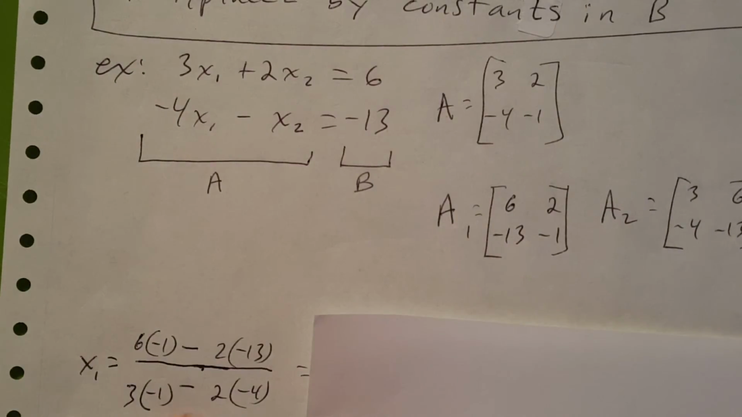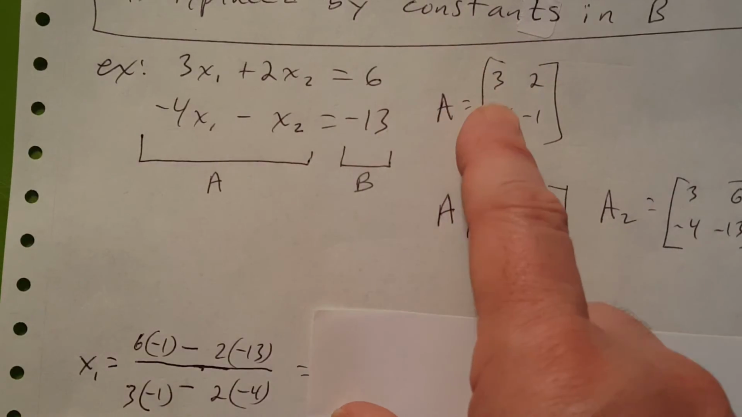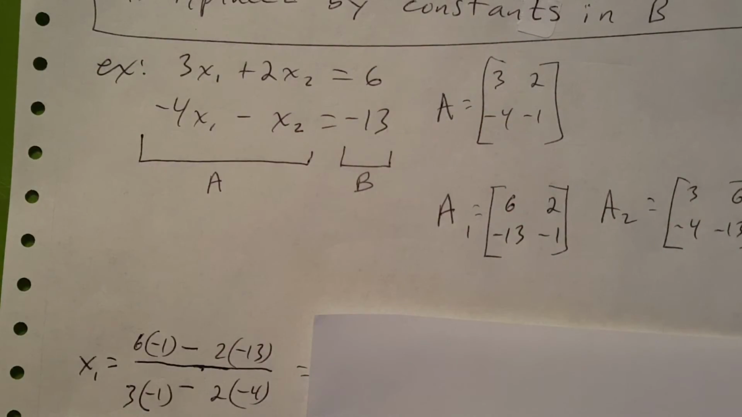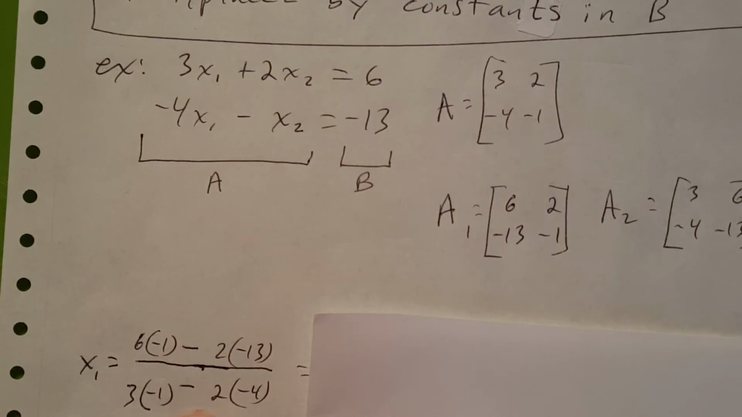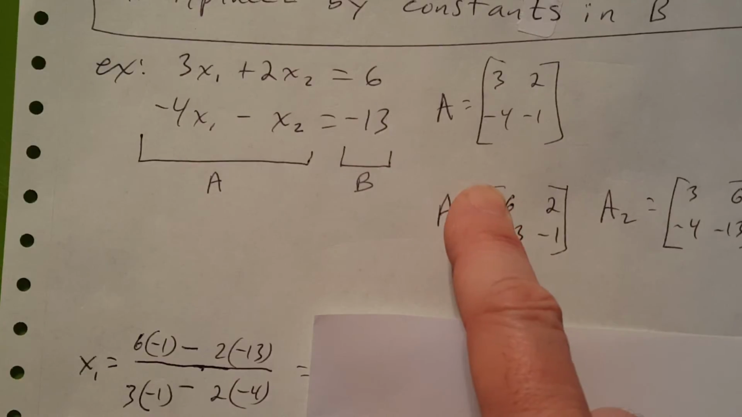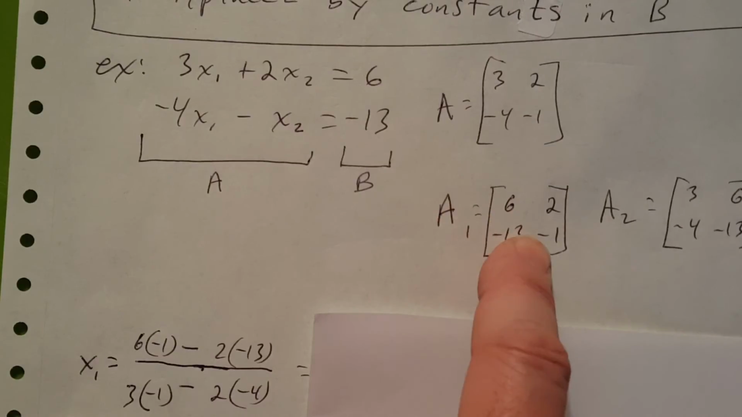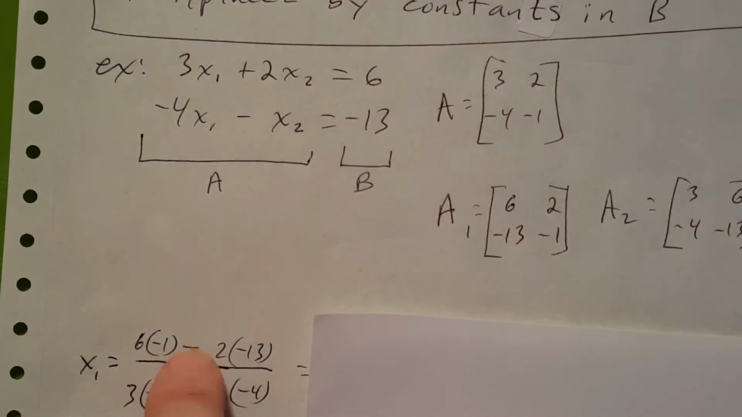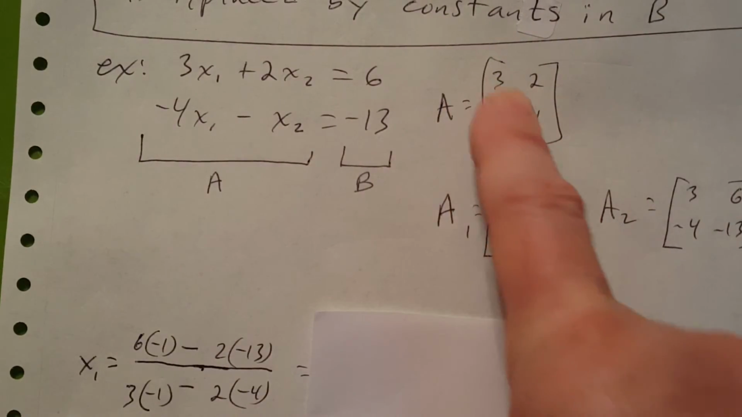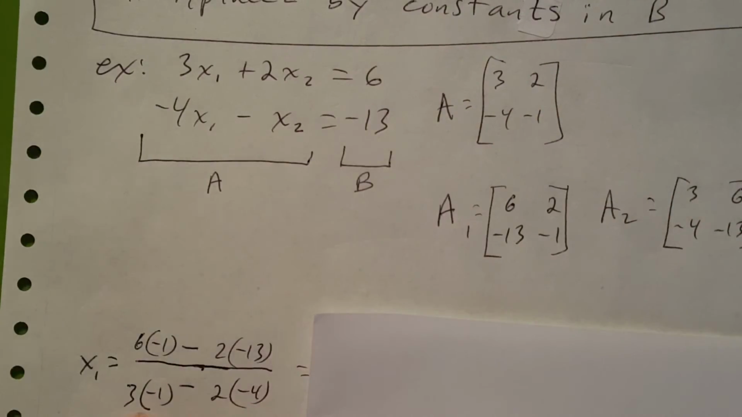So here's the determinant of A. I'm sorry, A1. Determinant of A1. This is the determinant of A. Multiply across this way first, minus multiply this way. So 6 times -1 minus 2 times -13. That's the top, the determinant of A1. What's the determinant of A? 3 times -1, minus 2 times -4. There it is.